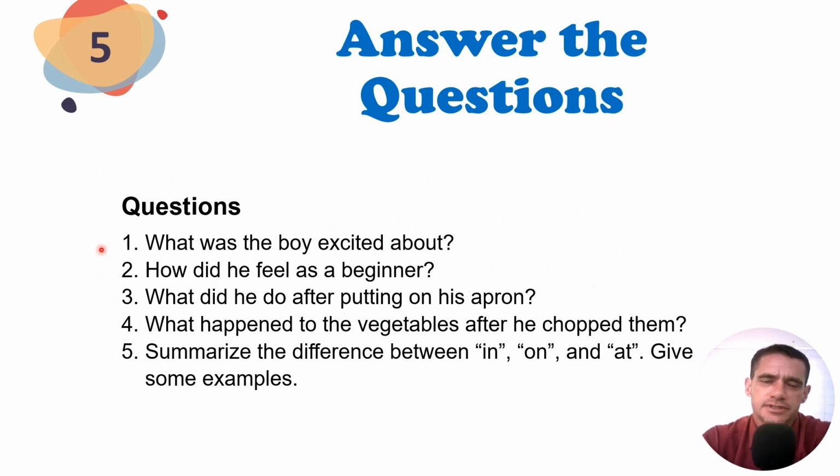All right, here are the questions. Number 1. What was the boy excited about? 2. How did he feel as a beginner? 3. What did he do after putting on his apron? 4. What happened to the vegetables after he chopped them? And 5. Summarize the difference between in, on, and at. Give some examples.